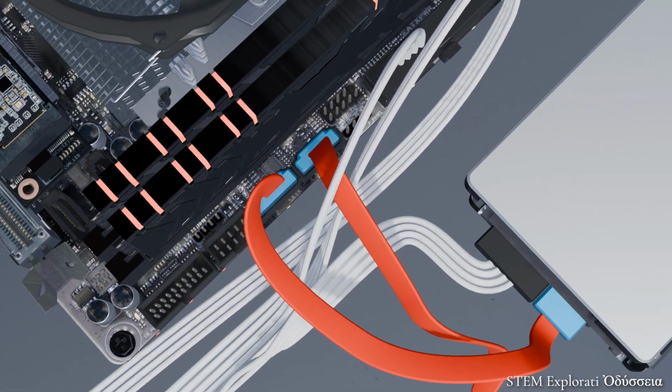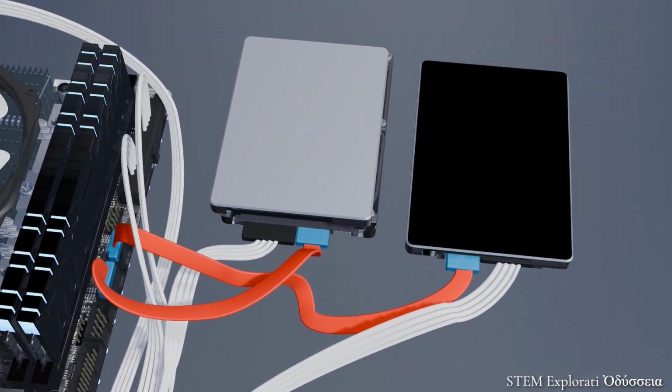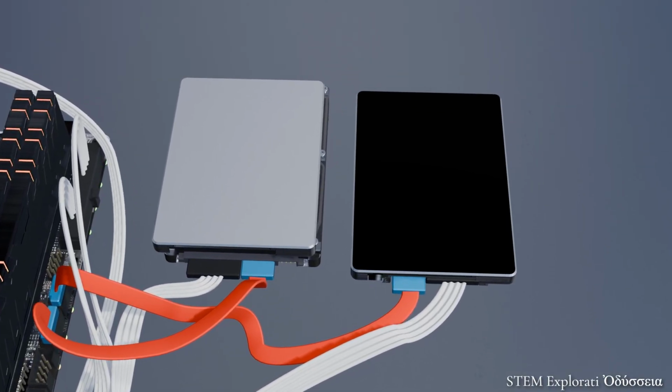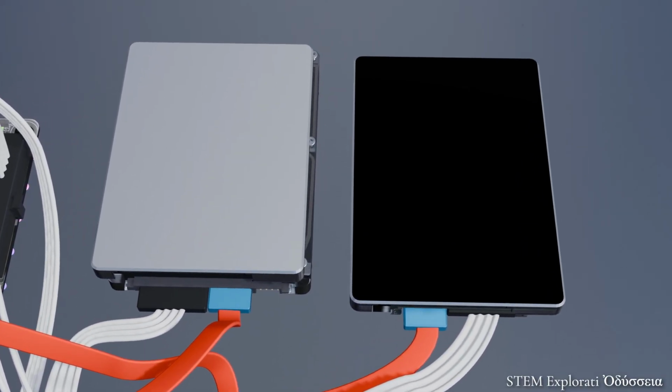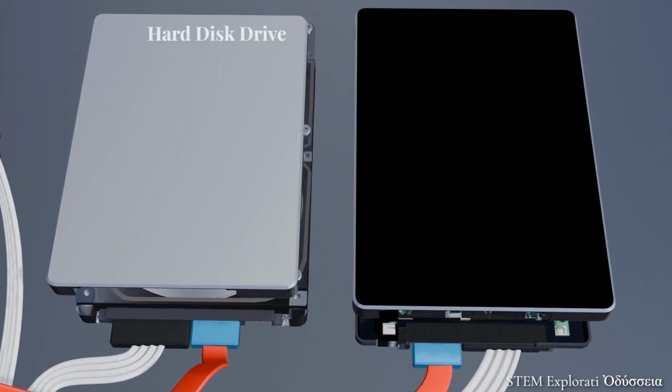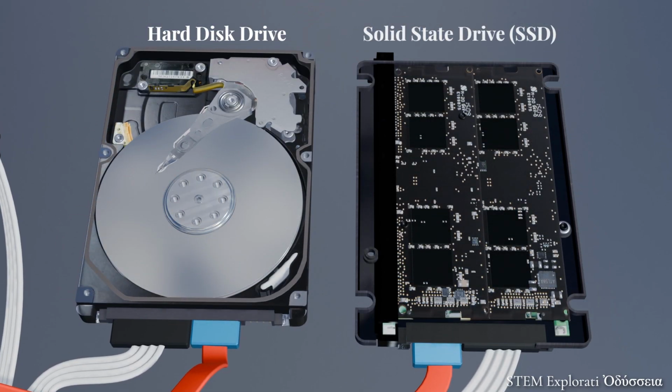Here, we have two SATA storage devices. One is a hard disk drive, which stores data magnetically on spinning platters. The other is a solid-state drive, or SSD, which uses flash memory instead of moving parts. Because hard disks rely on mechanical movement, they're generally slower than SSDs. However, when it comes to storing large amounts of data, hard disks remain the more cost-effective option.